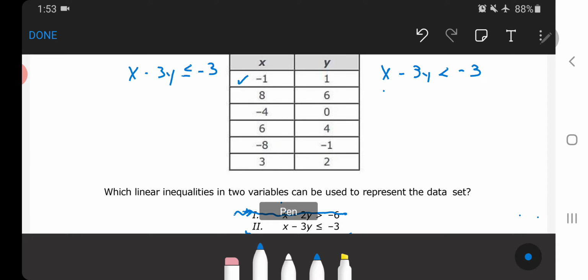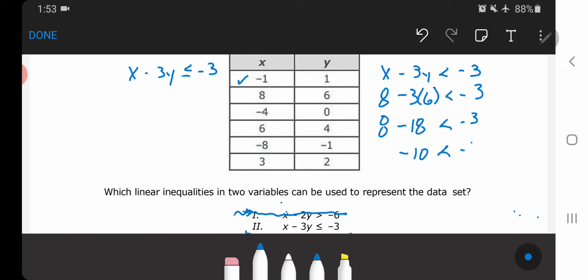Okay, we got 8 minus 3 times 6 less than negative 3. We have 8. Well, negative 3 times 6 is negative 18. And 8 minus 18, of course, is negative 10. And negative 10 is less than negative 3, just like negative 10 is less than or equal to negative 3. So that checks out. Once again, this is working out because this is the same thing as over here.